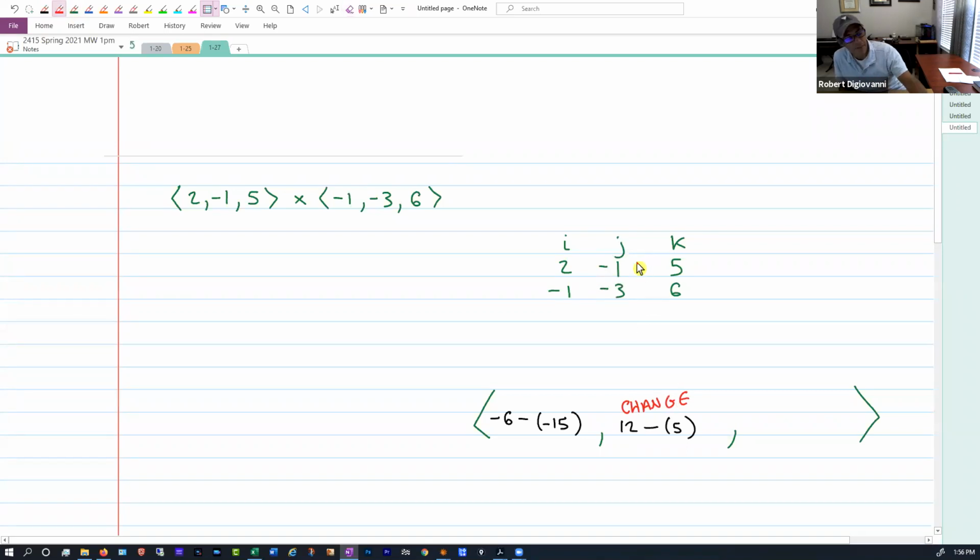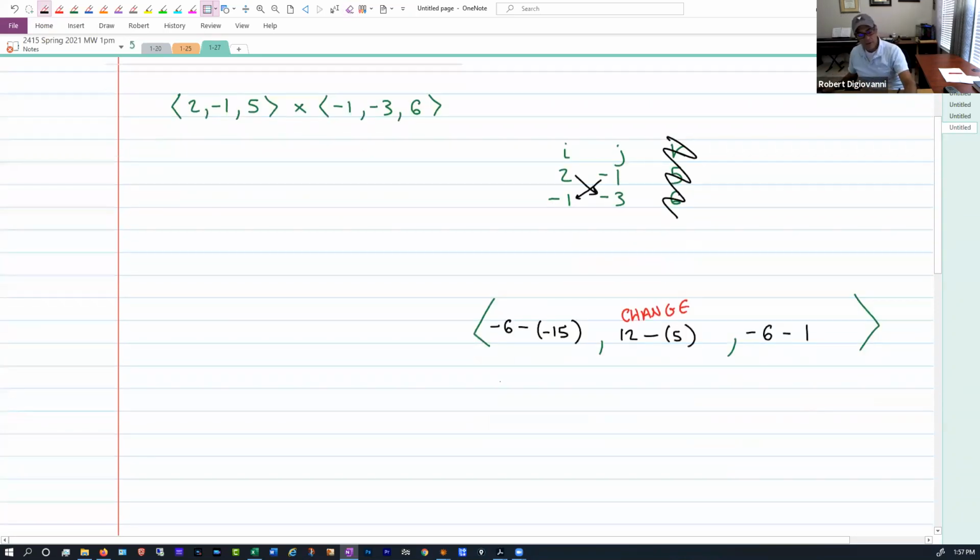Then I'm going to do the last piece, cover up the last one. Go here to here, that's -6. Take away -1 times -1, which is +1. And that one I don't change. So my cross product should be, let's see, I think that's 9. Is that 6 take away 15, and 6 plus 15. And then here I would get 7, but I'm going to change the sign. So it's going to be -7. And then I'm going to put these together to get -7.